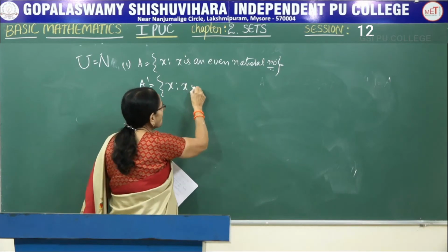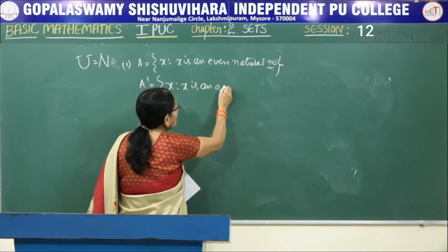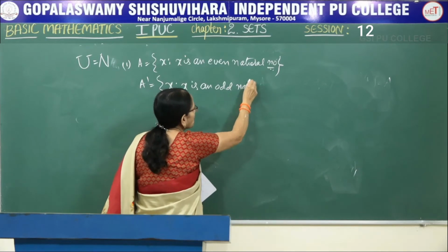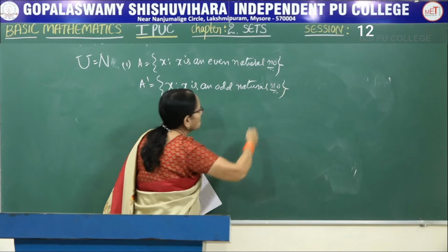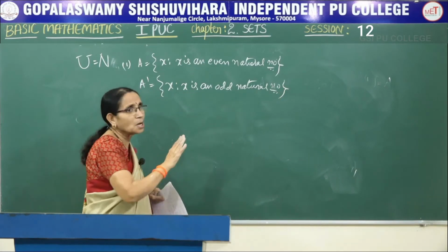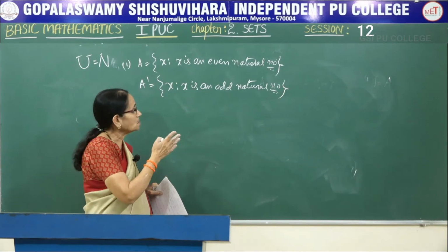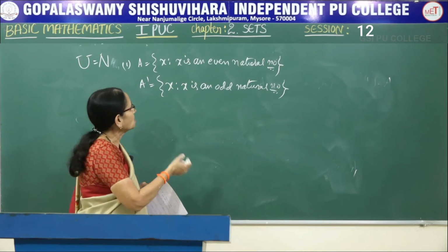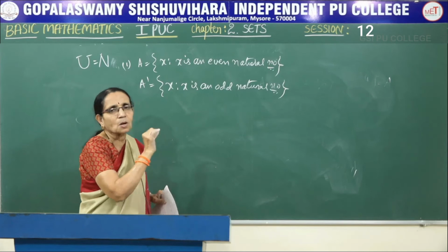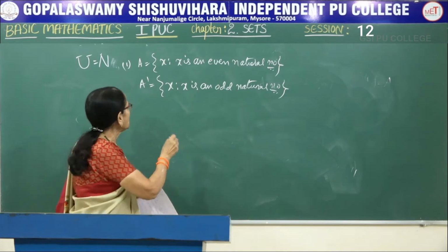So, you need not write in the roster form. You write the answer, x is an odd natural number. If you write this one, there is no need to write the numbers here. In some problems where it is necessary, you write the number. Otherwise, if it is an even natural number, the complement would be an odd natural number.